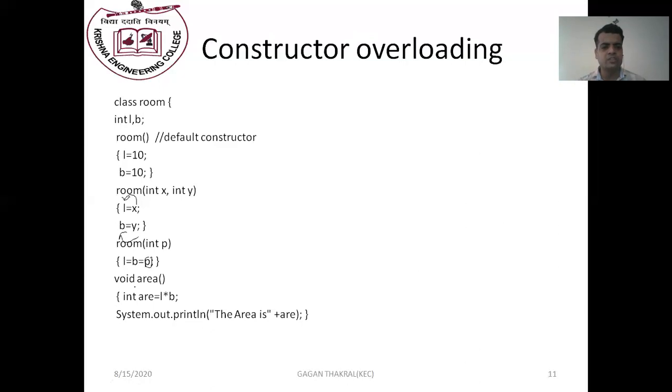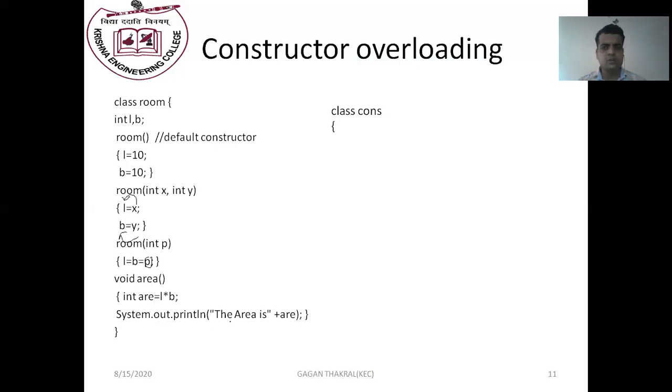Now we write a function area. It will calculate the area by multiplying L and B variables and store the area into the R variable. Now we will print the area as System.out.println, the area is, and the R variable. Now we close the definition of this area method and we close the definition of the class.